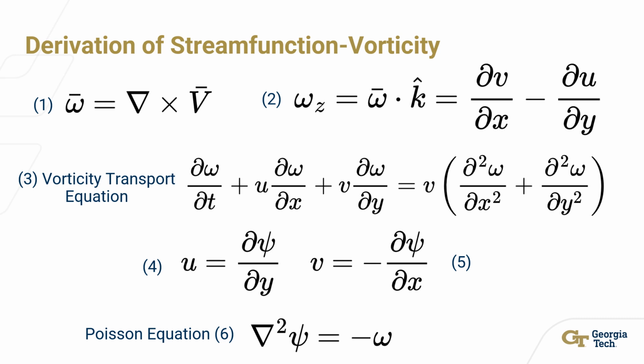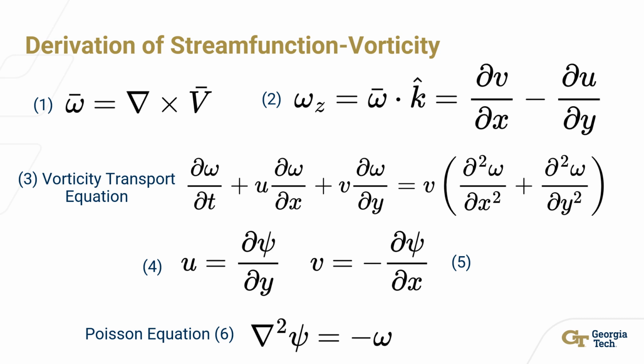Now I'm going to go through a very quick derivation of the stream function vorticity method. First, the vorticity is defined as the curl of the velocity. In 2D, this is defined as equation 2. Next, we will convert the momentum and continuity equations into equations consisting of the stream function and vorticity. If we take the curl of the momentum equation, we get the third equation, which is the vorticity transport equation.